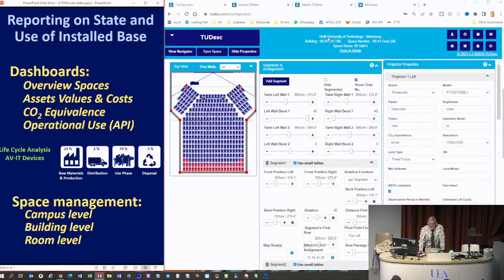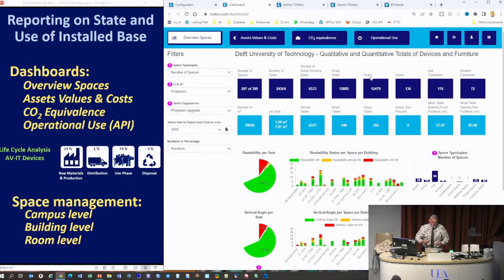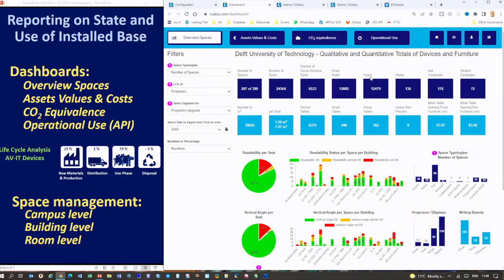Then I want to show the dashboards. Dashboards are more for you to report to the higher level, perhaps, or yourself to make some decisions about it. We have 4 dashboards. The overview of spaces is, of course, the totals of what we have.